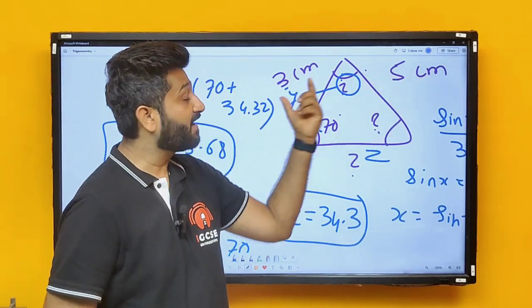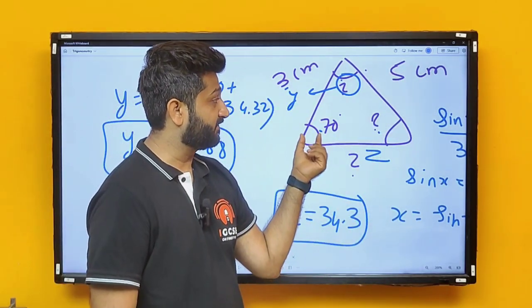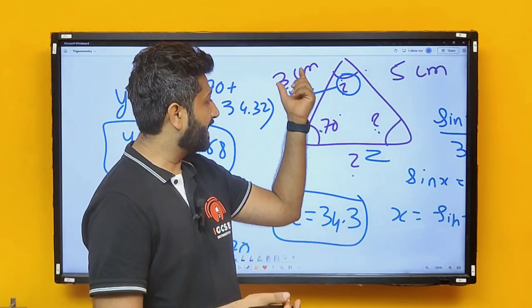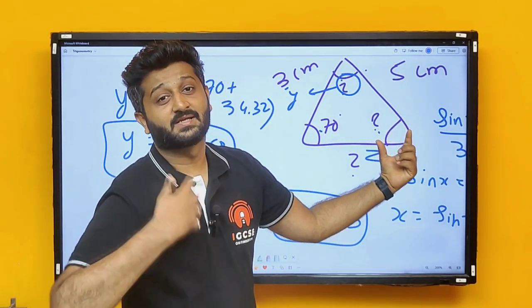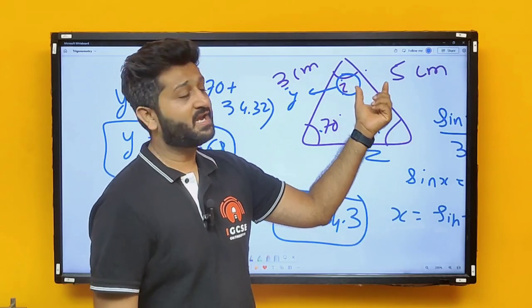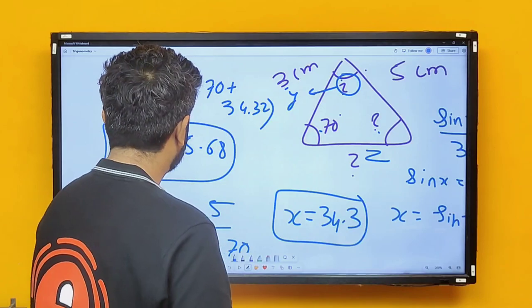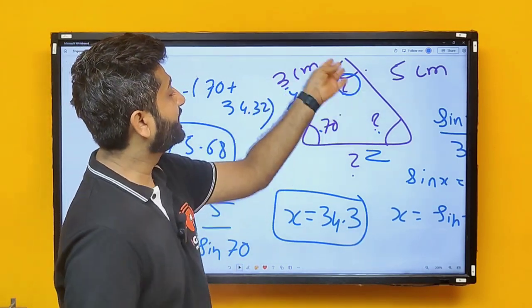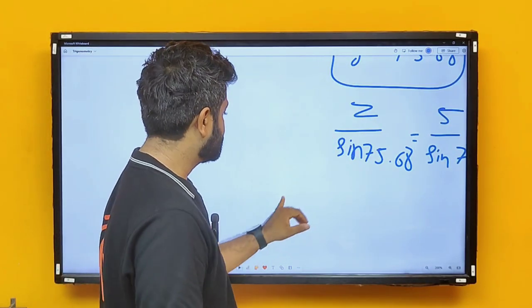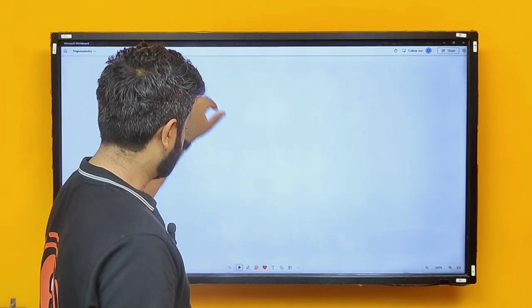We had 3, we had 5, we had the angle opposite to the 5. So with the help of that, we applied, we found out this. Using angle sum property, we found out y, and again by using sine rule, we found out z. So this is how I can find all the sides and angles in any given triangle.